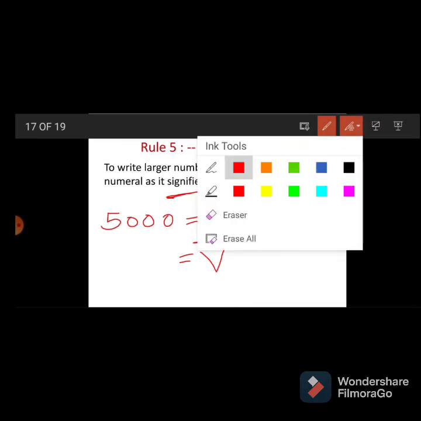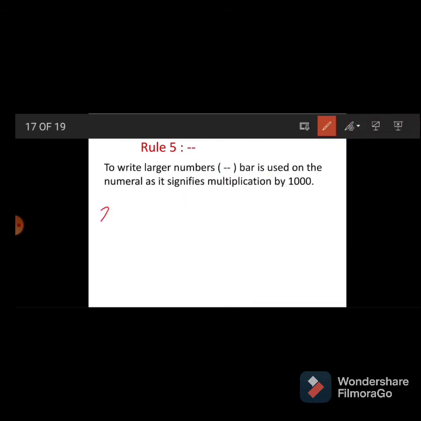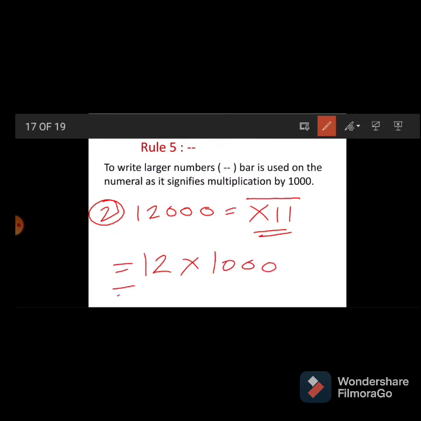Okay, like this, the second example. Suppose we have to write 12,000. Then how to write 12,000? 12 we know how to write: X means 10, II means 2, so XII is 12. Write a bar on the head of XII, then its value will be 12,000. How is its value 12,000? XII means 12 into 1000. Okay, then its value is 12,000. The bar means whichever number is written, that number is multiplied by 1000.